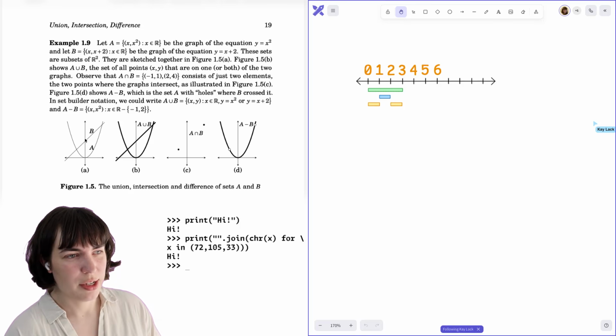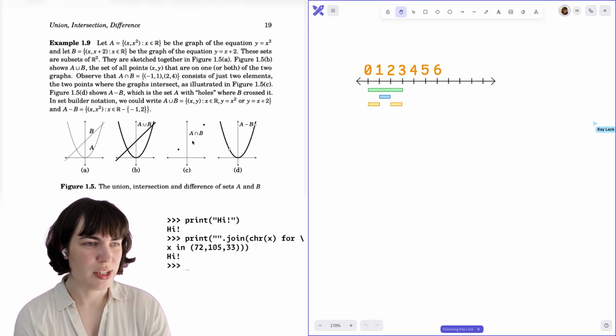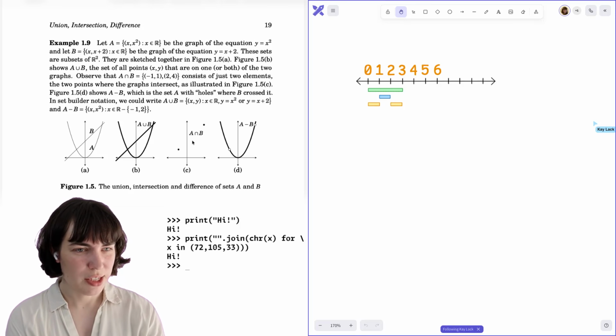A set of all points x, y that are on one or both of the two graphs. All right, okay, so figure 1.5b shows A union B, the set of all points that are on one or both of the two graphs. So that's both of them. Observe that A intersection B consists of just two elements, the two points where the graphs intersect, as illustrated in figure 1.5c. Figure 1.5d shows A minus B, A difference B, which is the set A with holes where B crossed it.